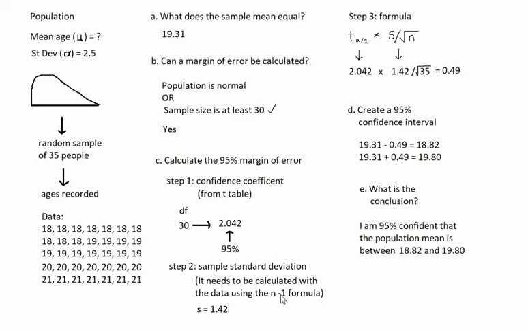Next, we get our margin of error, 0.49. In part D, we take our sample mean from part A, we add and subtract the 95% margin of error, and we get our two answers. And that's our interval, and we write our conclusion like we've been doing. In this case, we're 95% confident that the population mean, or the mean age of the population, is between here and here, the two numbers that we found in part D.